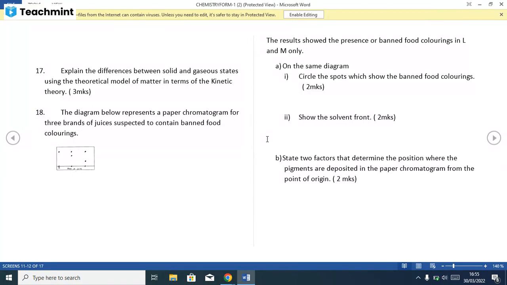Yes. Hiyo utaenda utafute. Yeah? Yes. Part of the assignment.